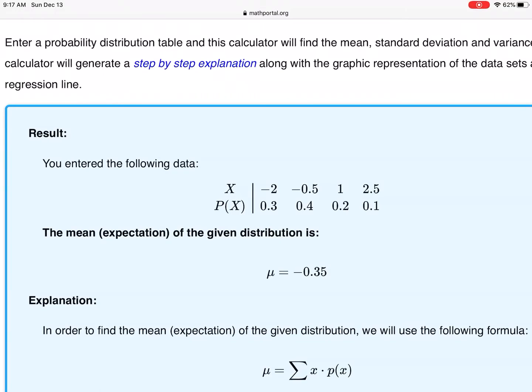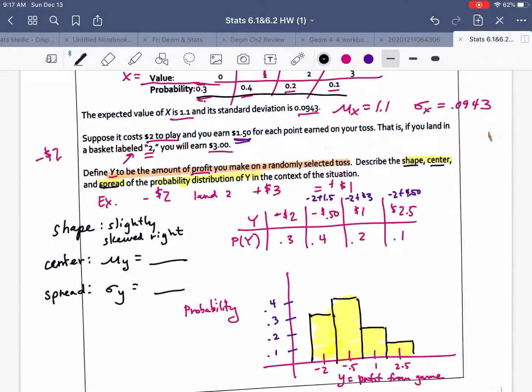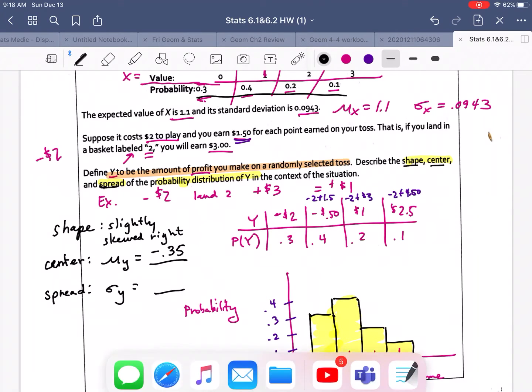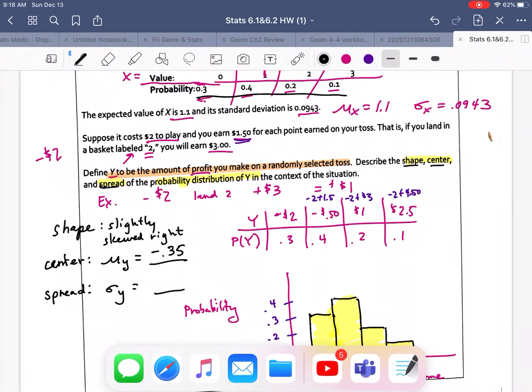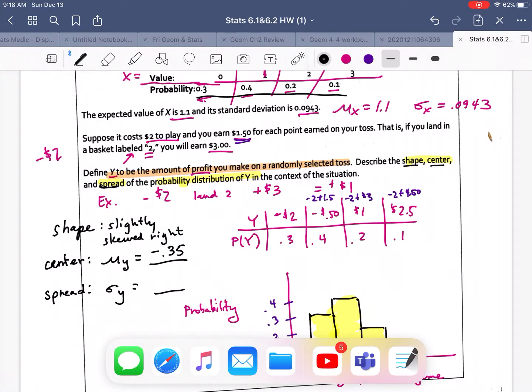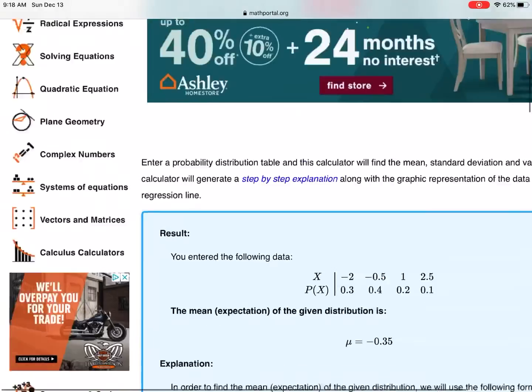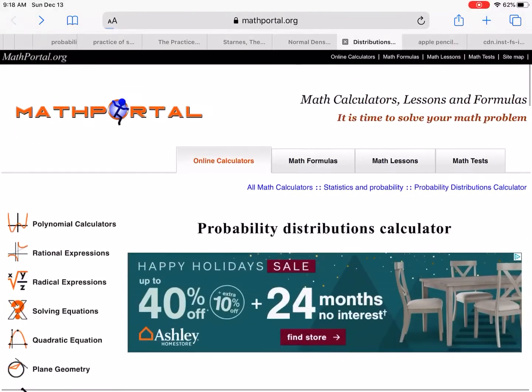So losing 35 cents. Yeah, and that's what I had said before in that fraction. So it's not a game that's going to be very profitable, right? On average, but that's how you make money. If you work for a casino, you have to make sure that the mean is a loss for the people playing so that you can make money. So we still need the spread.